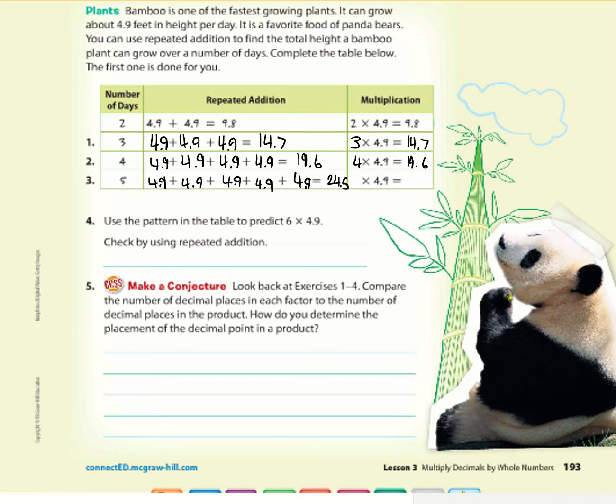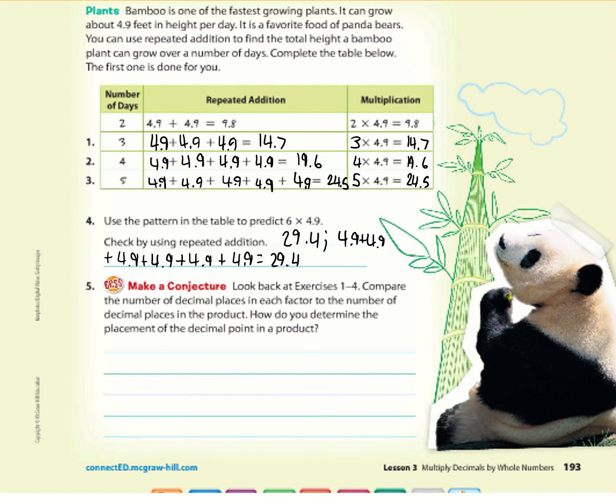Number 4 says use the pattern in the table to predict 6 times 4 9/10. So it says check by repeated addition. So go ahead and pause the video in order to use the pattern to find that out. So here's the answer, 29 4/10.